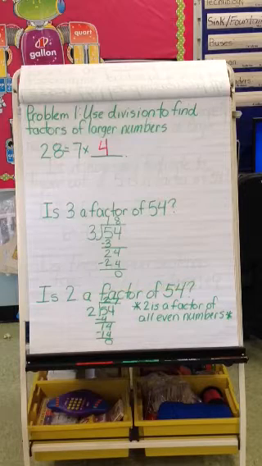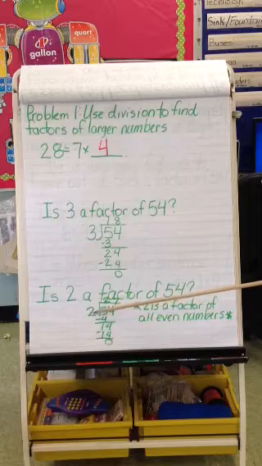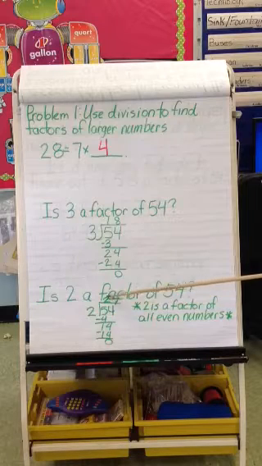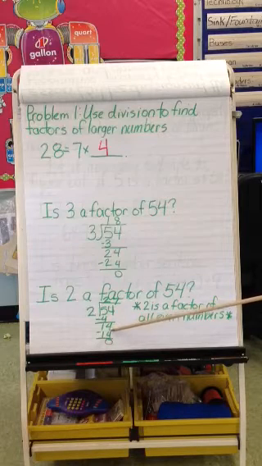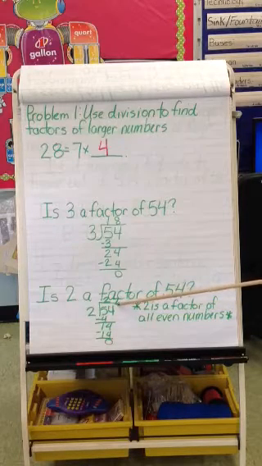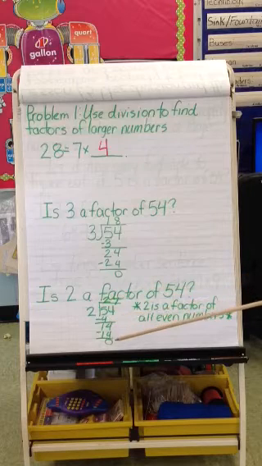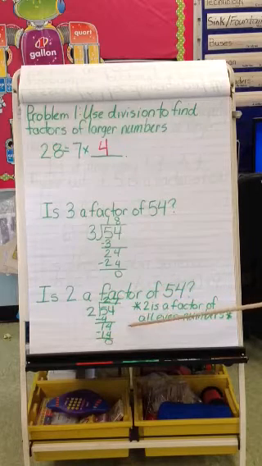Is 2 a factor of 54? I did the same thing. I went ahead and divided. 5 divided by 2 is 2. 2 times 2 is 4. I have 1 ten left over plus the 4 ones that were there. That's 14. 14 divided by 2 is 7. 7 times 2 is 14, and I have nothing left.